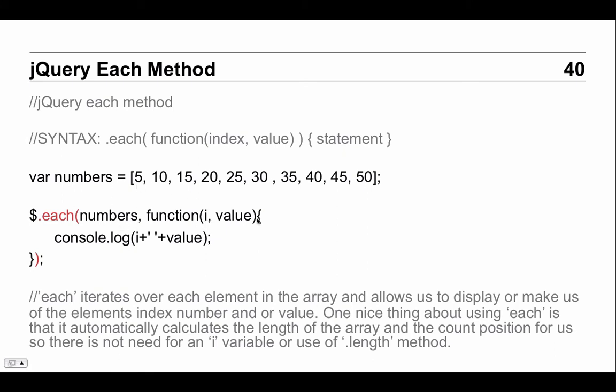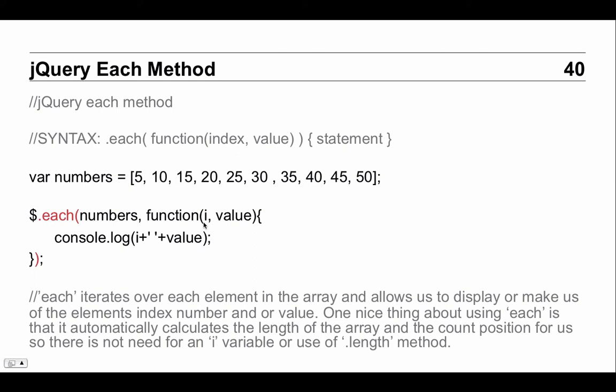So the first time this loop runs, i will be equal to 0. The second time the each loop runs, i will be equal to 1. And the third time i will be equal to 2, which will be here the index position for 15, and so on. And then the second argument that's automatically passed in via the each method into the argument here for this function is the value of that index position.